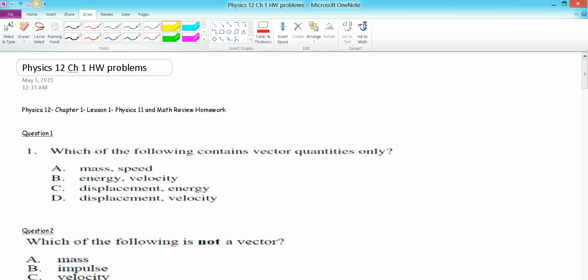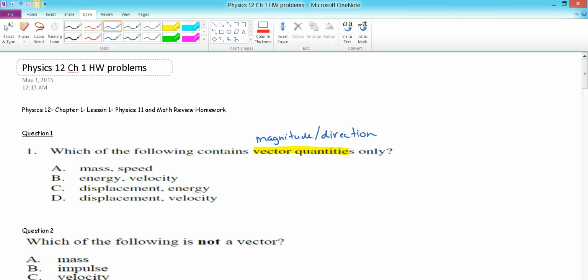Question number 1. Which of the following contains vector quantities only? All right, so vector quantities have both magnitude, and we're also looking for quantities that have direction as well. So vectors have both magnitude and direction.